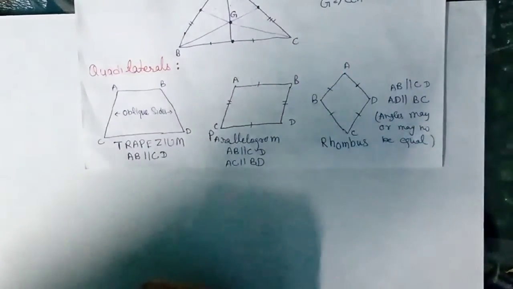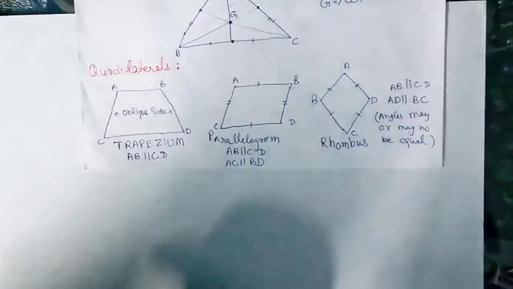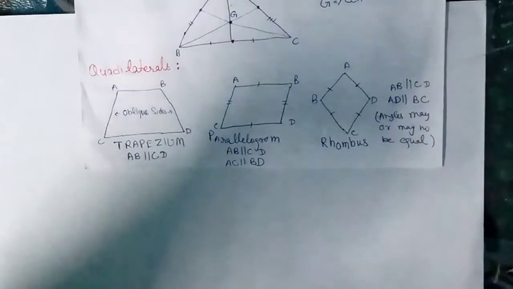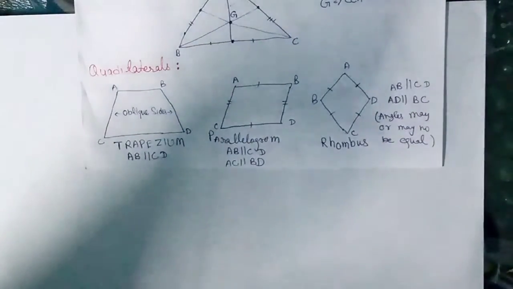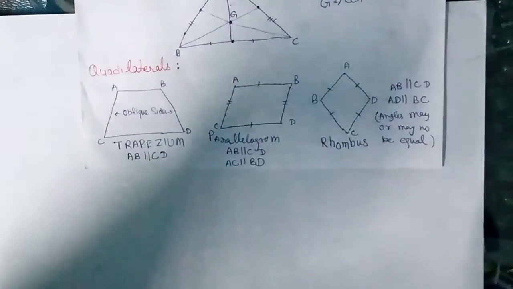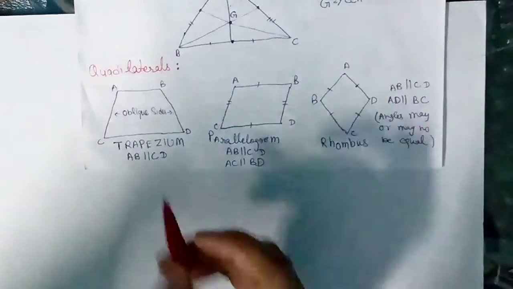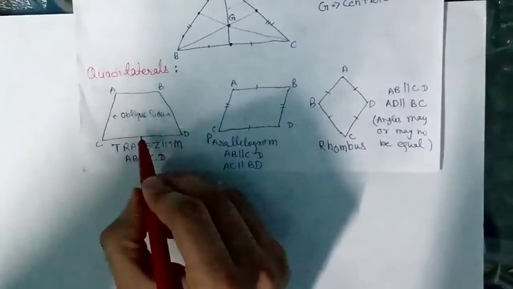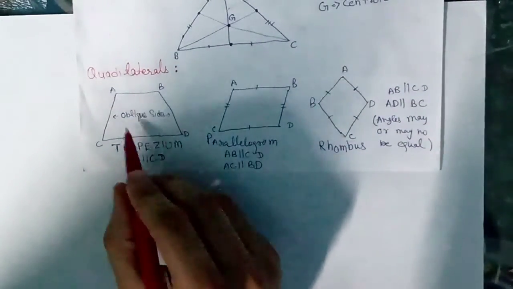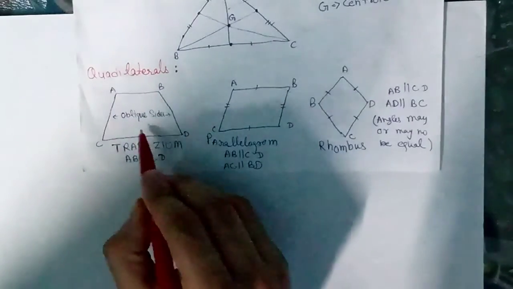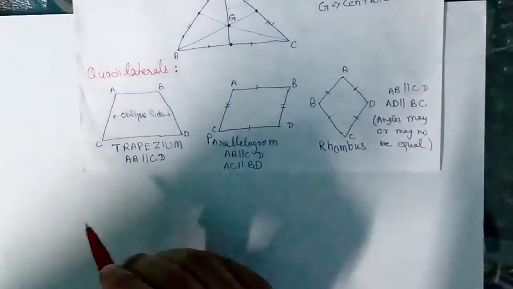Now we have quadrilaterals. Quadrilaterals are a type of polygon with four sides. We have different types of quadrilateral like trapezium, parallelogram, rhombus, rectangle, and square. These are the types of quadrilaterals. In a trapezium, two sides are parallel, and the non-parallel sides are known as oblique sides.